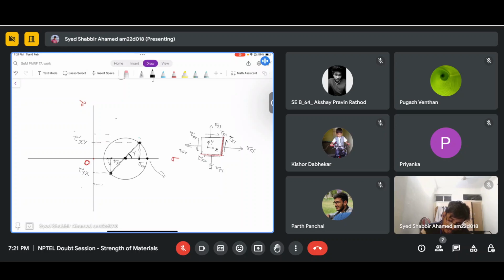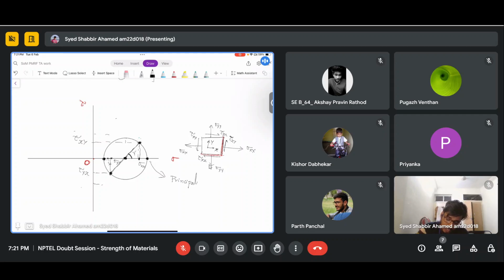This point represents the principal plane. Principal planes are the planes on which only normal stresses are acting, and this point is another principal plane. Here also shear stress is 0. Because here the normal stress is maximum, you can say this is the primary principal plane, and this is the secondary principal plane. You can say it like that.